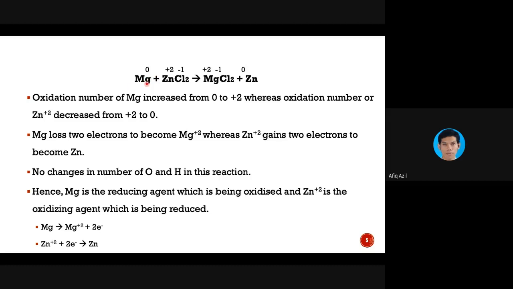We can still extract from this information in order to write the half equation. You can go from Mg, and then an arrow forming Mg2 plus plus 2 electrons. So that means it donates electrons. While Zn2 plus plus 2 electrons, gaining 2 electrons from the magnesium to form this zinc. So this would be the half equation.